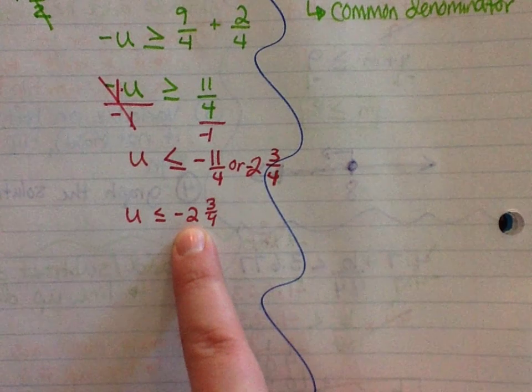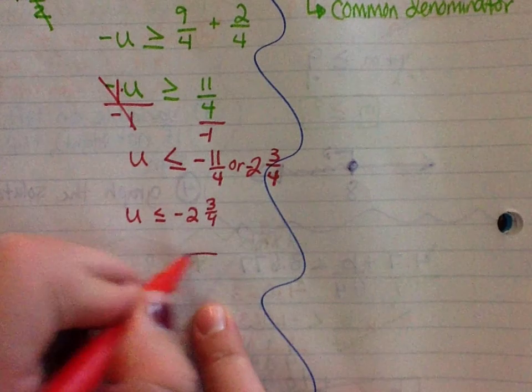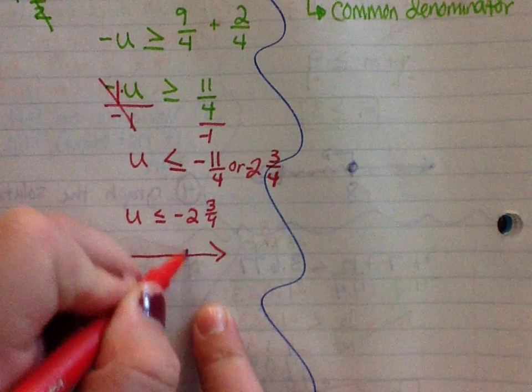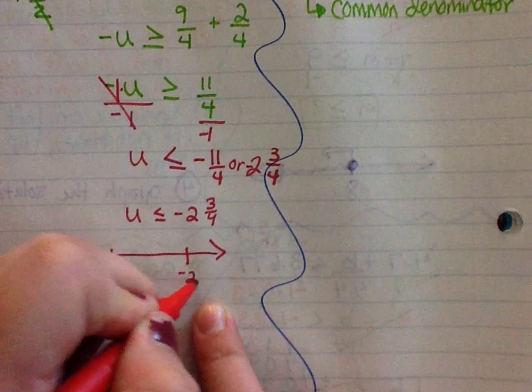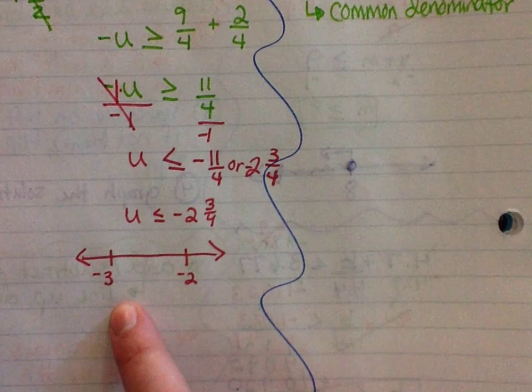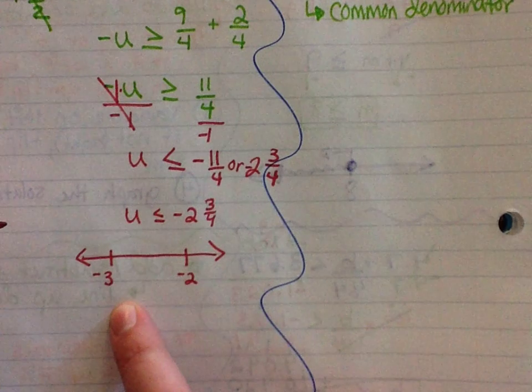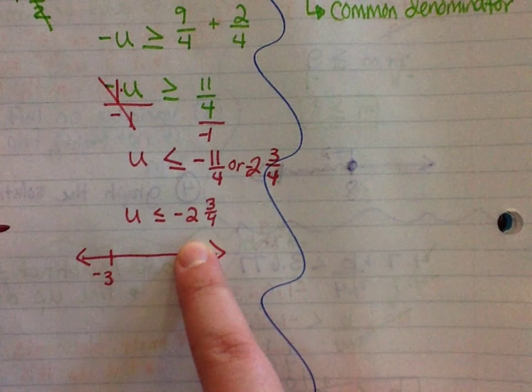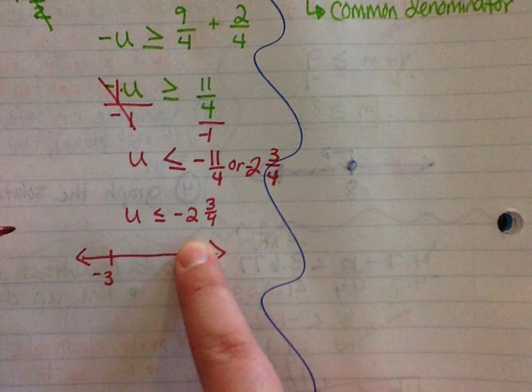Negative 2 and negative 3. Okay? It's not the same thing. Negative 2, negative 3 is further to the left because it's smaller. Okay? Javi. Stop. Okay? Is it going to be closer to 2 or closer to 3?